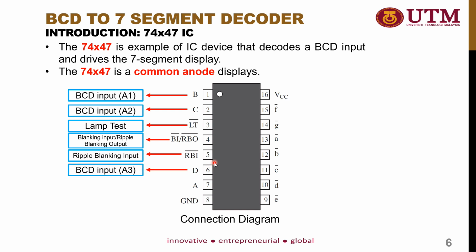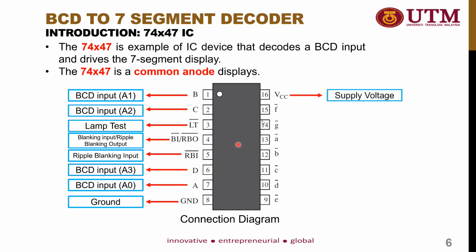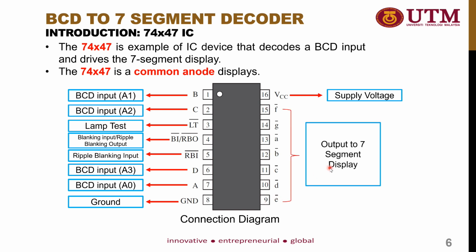Pin 6 is BCD input A3. Pin 7 is BCD input A0. And pin 8 is the ground. Pin 16 is the VCC. And the other pins are the outputs to be given to the 7-segment display.